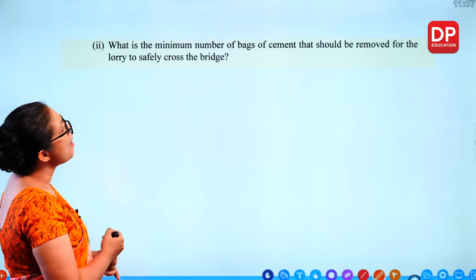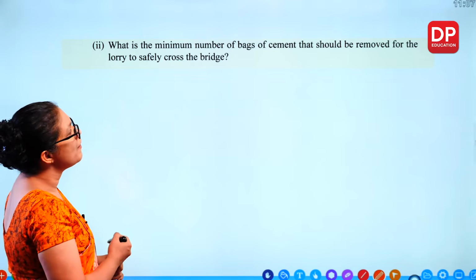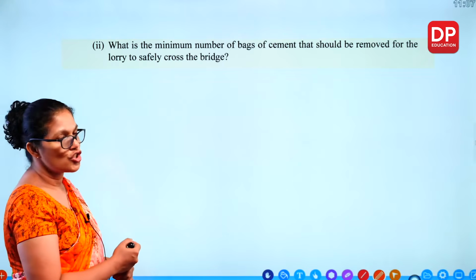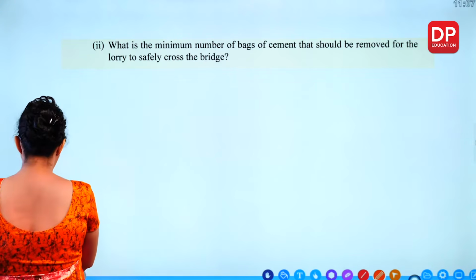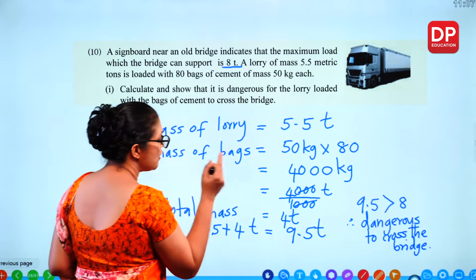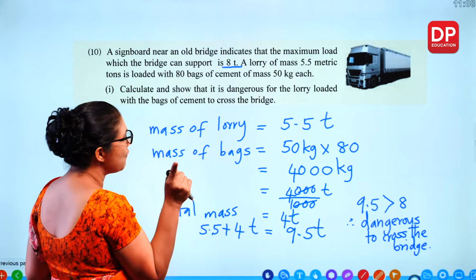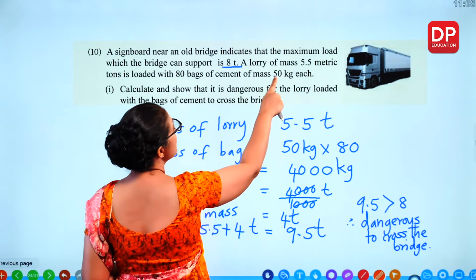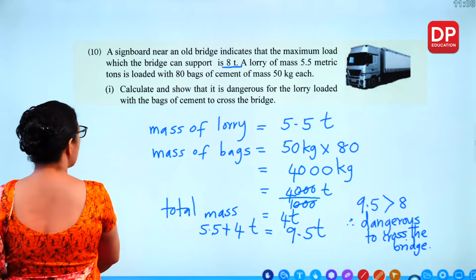What is the minimum number of bags of cement that should be removed for the lorry to safely cross the bridge? Now, what's the extra weight? 8 and 9.5 difference is 1.5 tons. What's the mass of one bag? That's 50 kg. So, we can check it.